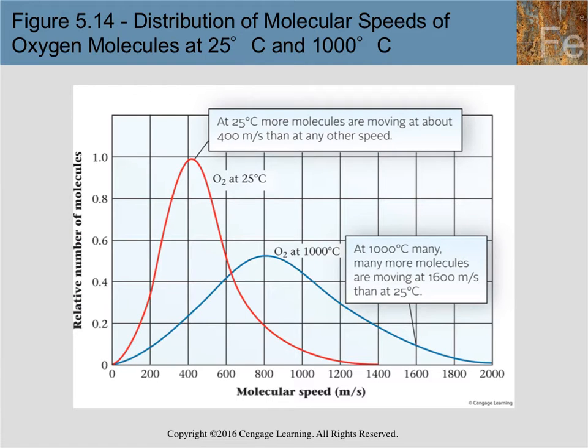Okay, so for this one, we're actually looking at oxygen at two different temperatures. So in the red, here, this is a graph for the Maxwell distribution for oxygen at 25 degrees. And the height then is related to how many molecules out of the total have that particular speed. So the most common, or the average speed for oxygen at 25 degrees would be 400 meters per second.